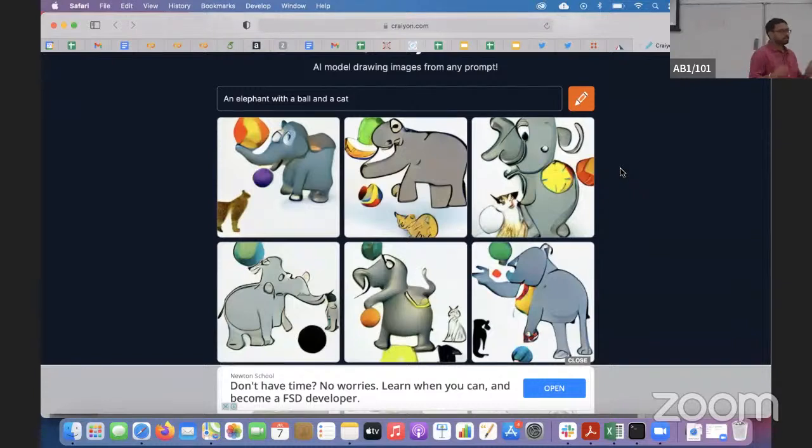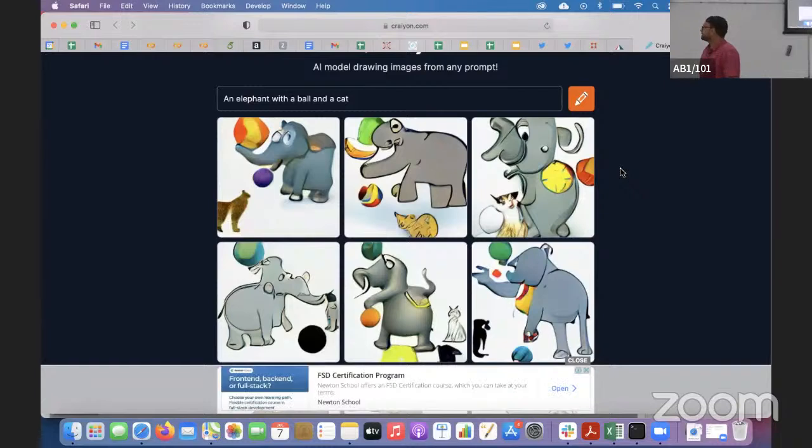Okay. So it is not a pure NLP system. The input here is text, and the output is in the form of an image, right? Whatever input text you feed here in the search box, it will generate an image, and it will generate the image in real time. You feed in text, it will generate the image for that. So what I have done here is the following: I have said, generate an image of an elephant with a ball and a cat.